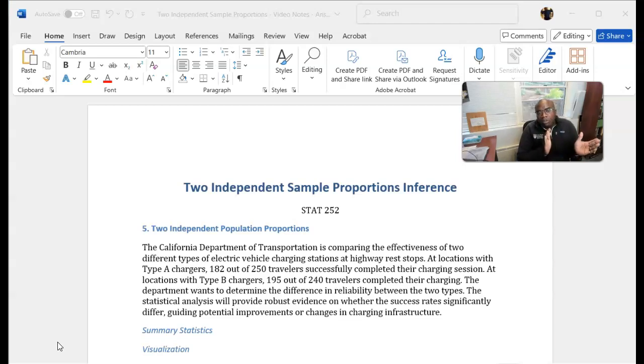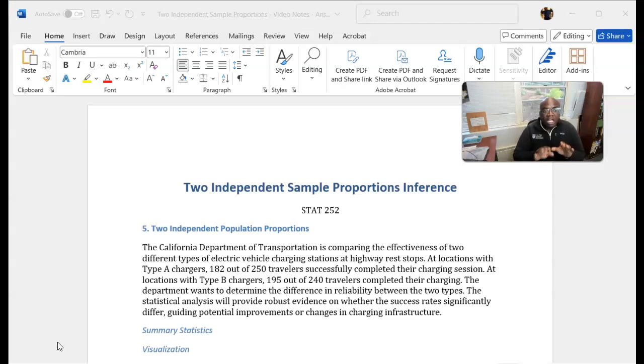So today what we're going to discuss is two independent sample proportions inference. Alright? And so go ahead and read the description. The summary statistics are in the actual paragraph. That's fine. And look at the visualization, look at the analysis, and we'll come back to this point.